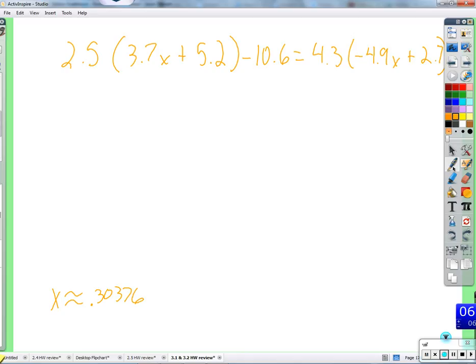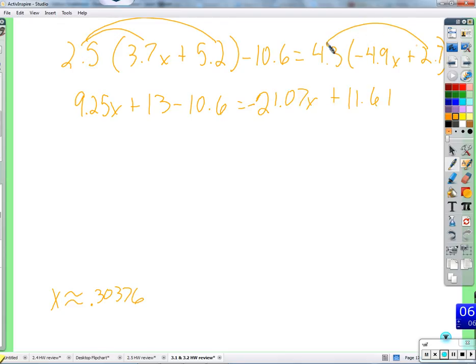So 2.5 times 3.7 gives me 9.25x, plus 2.5 times 5.2 gives me 13, still minus 10.6, equals, distribute the 4.3. 4.3 times negative 4.9 is negative 21.07x, plus 11.61, which is 4.3 times 2.7. Okay, add these two together, 9.25x plus 2.4.